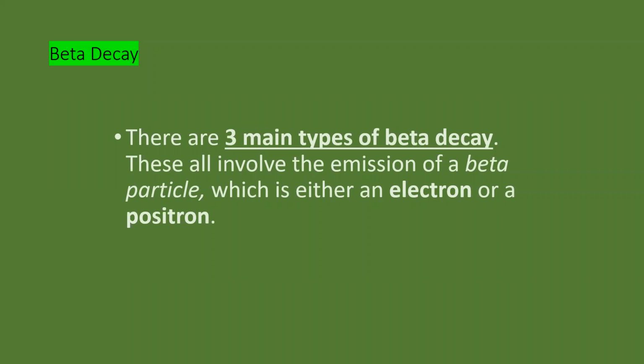So there are three main types of beta decay. They all involve the emission of a beta particle. Beta particle is going to be either an electron, which is negative, or a positron, which is just like an electron, but positively charged.